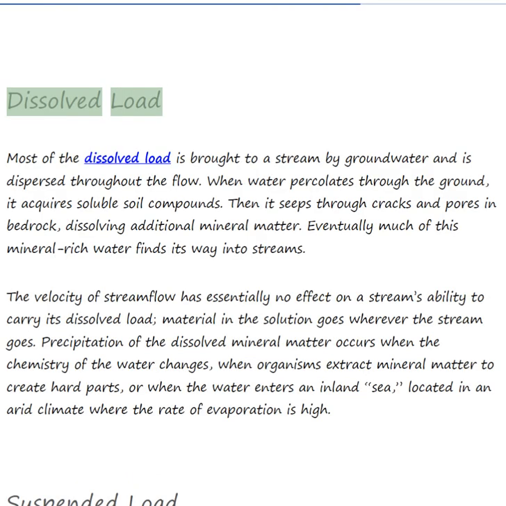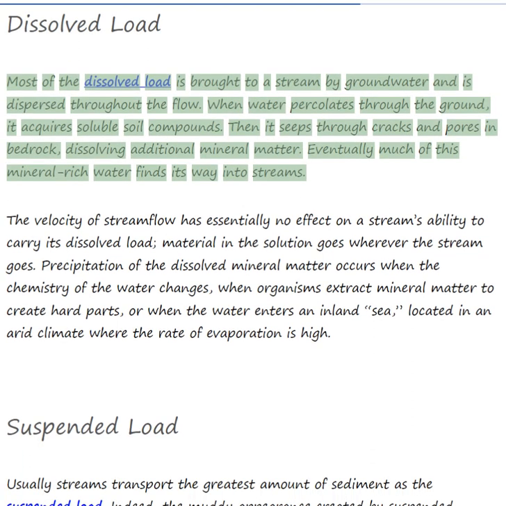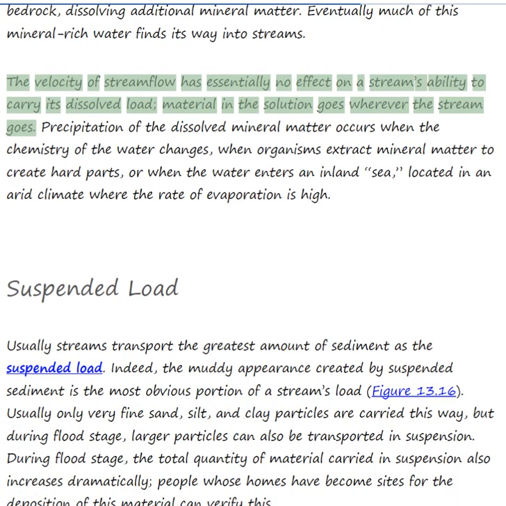Dissolved load. Most of the dissolved load is brought to a stream by groundwater and is dispersed throughout the flow. When water percolates through the ground, it acquires soluble soil compounds. Then it seeps through cracks and pores in bedrock, dissolving additional mineral matter. Eventually, much of this mineral-rich water finds its way into streams. The velocity of streamflow has essentially no effect on a stream's ability to carry its dissolved load. Material in the solution goes wherever the stream goes.